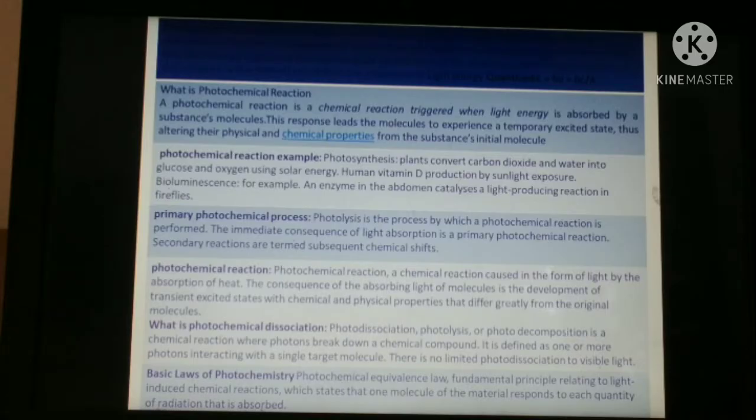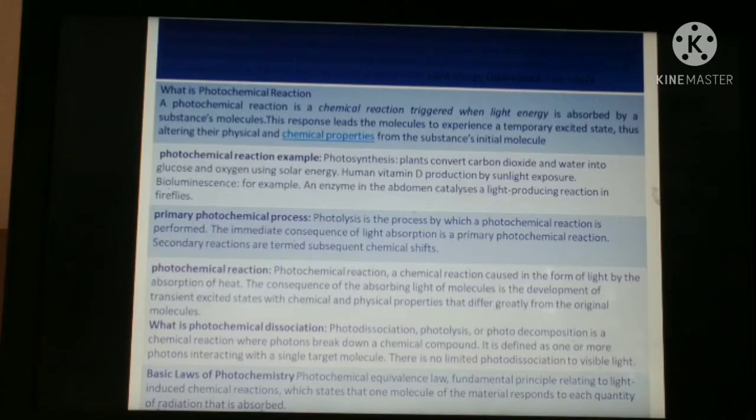There are various examples of photochemical reactions in nature. For example, photosynthesis in plants converts carbon dioxide and water into glucose and oxygen using solar energy. Another is the production of vitamin D in humans by sunlight exposure. Another is bioluminescence, for example, an enzyme in the abdomen catalyzes a light producing reaction in fireflies.